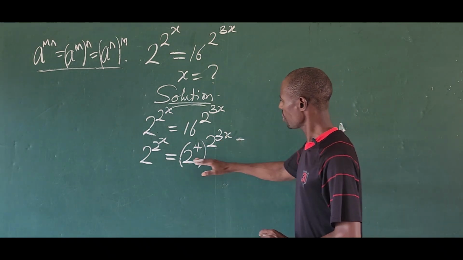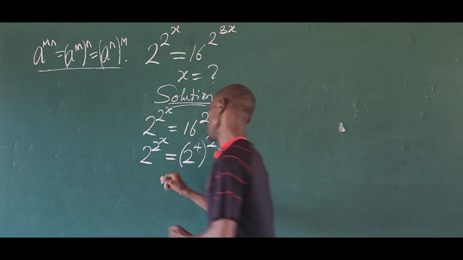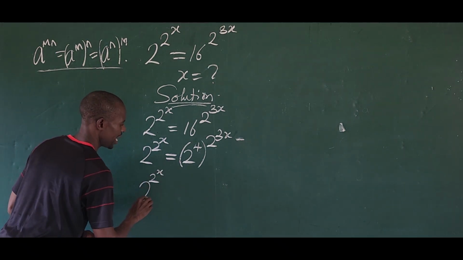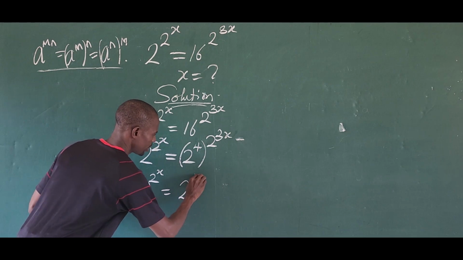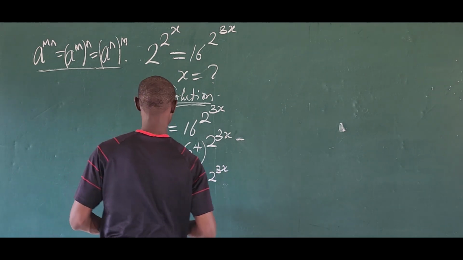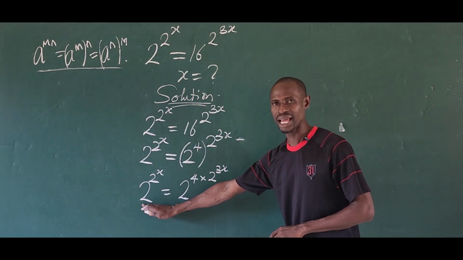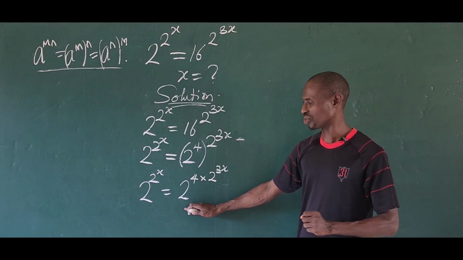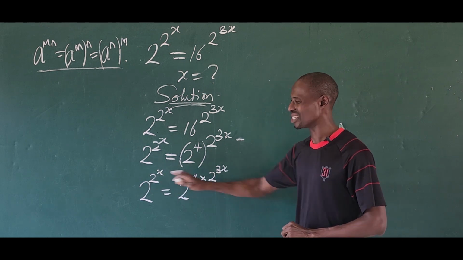All right. So with what we have here now, look at this. We can use this law to multiply the powers, so we come up with 2 to the power of 2x. This is equal to 2 to the power of 4 times 2 raised to the power of 3x. Good. So the bases are the same, and they are greater than 1. It means that the powers can be equated.